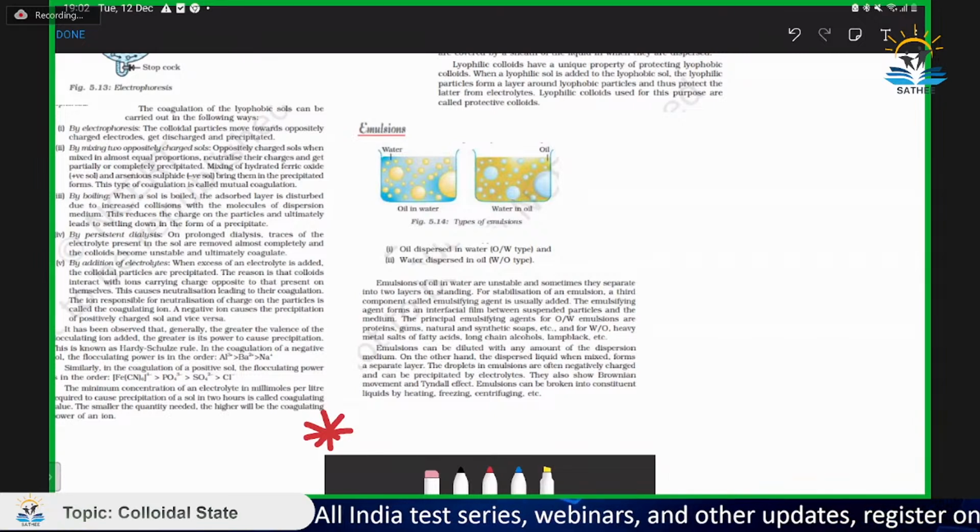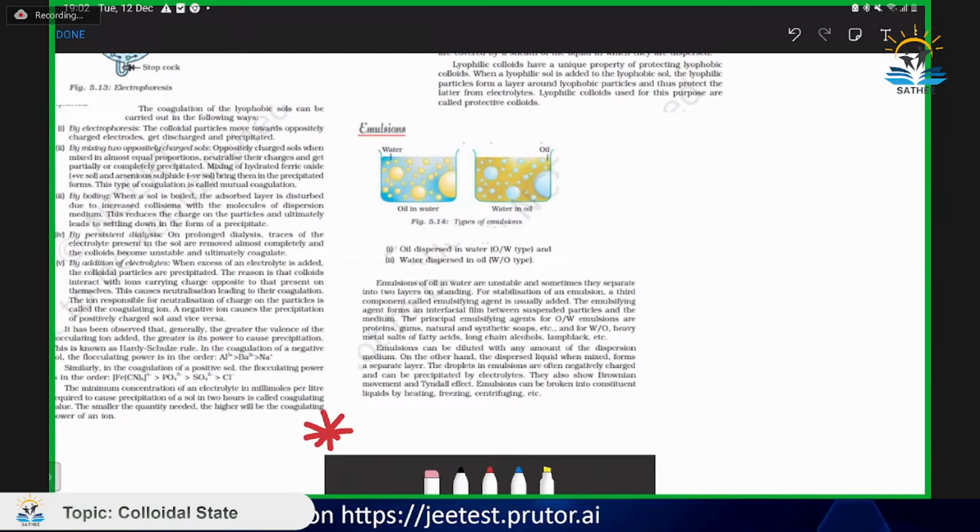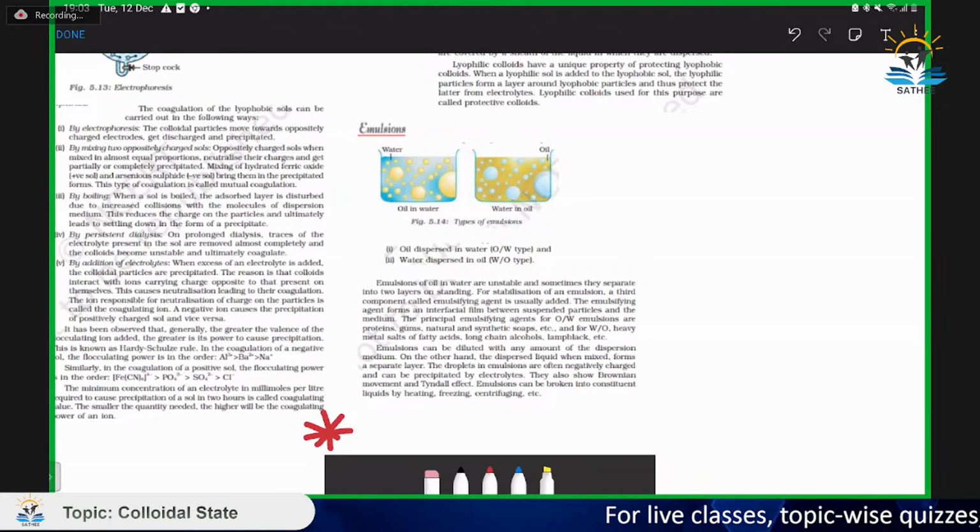The principal emulsifying agents for oil in water emulsions are proteins, gums, and natural and synthetic soaps. Basically, non-polar things. And for water in oil, heavy metal salts of fatty acids, long chain alcohols, lamp black. So relatively more polar, more charged things. Emulsions can be diluted with any amount of dispersion medium. On the other hand, the dispersed liquid, when mixed, forms a separate layer. Basically, the dispersion medium can be any amount, but the dispersed phase cannot. If the dispersed phase is too much, your emulsion is going to break down.